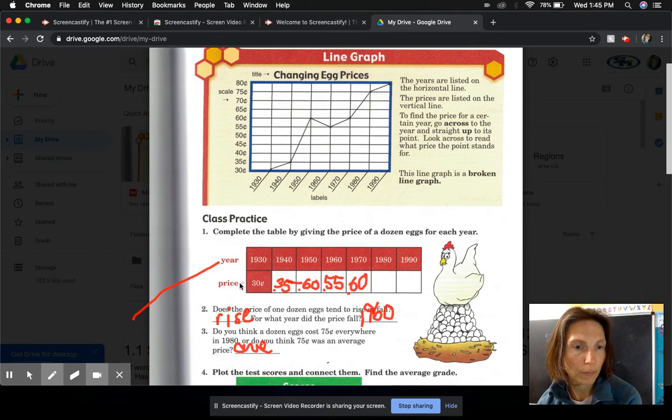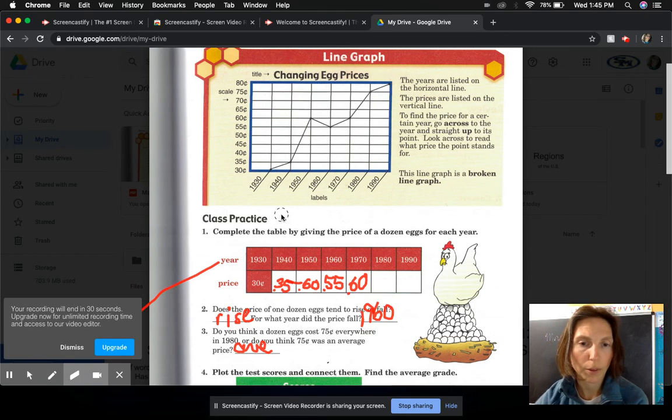Let's see. Okay, so now I want to move my paper down.